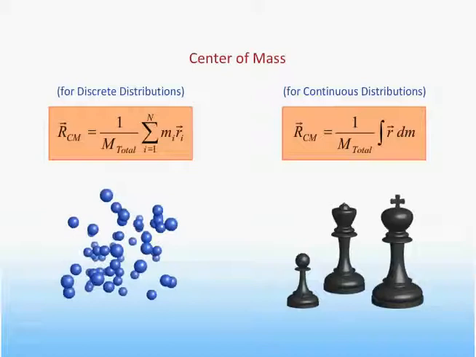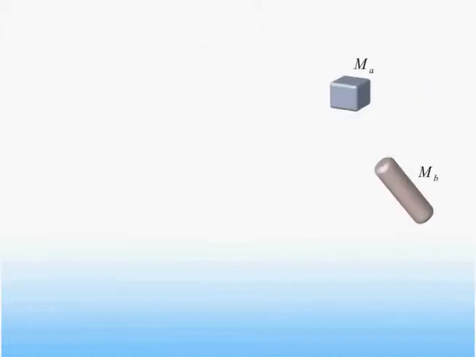We now know how to find the center of mass of a collection of point particles as well as that of a continuous solid object. What happens when we want to find the center of mass of a collection of solid objects? Here we see 2 objects labeled A and B.